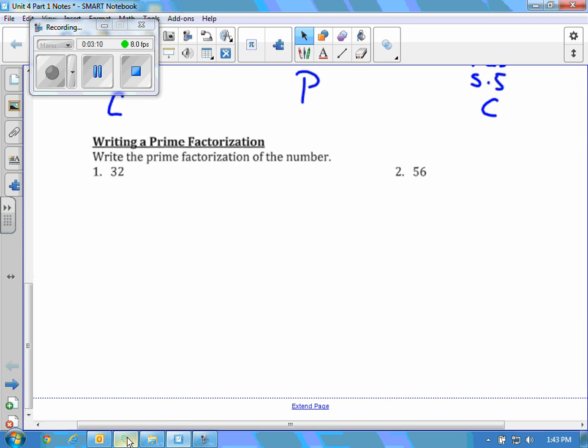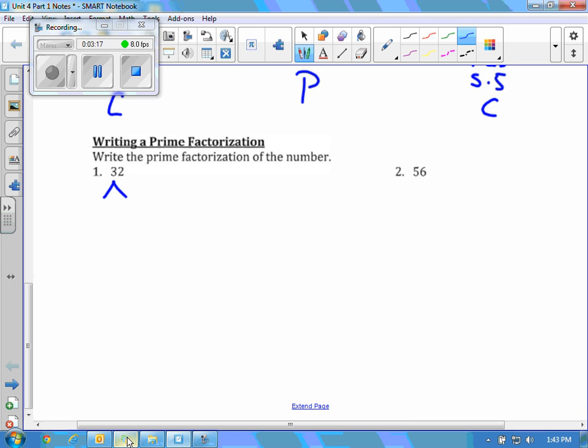Okay, so for prime factorization, we are going to start with a factor tree. So 32, I could break it into 2 and 16. I could break it into 4 and 8. I'm going to do 4 and 8. Then I need to break 4 into 2 and 2. The 8 I can break into 2 and 4. So this 4 needs to break into 2 and 2.